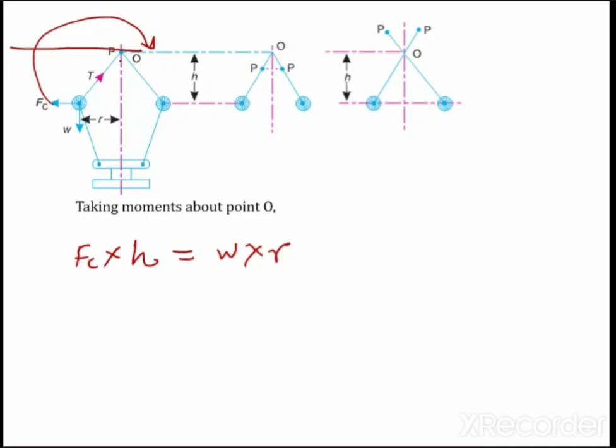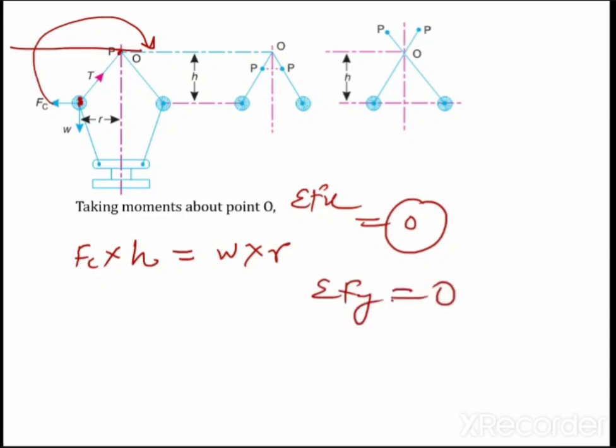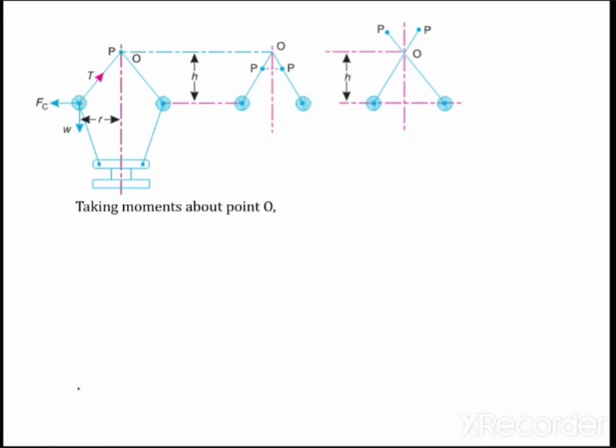The distance between point O and this force FC is H. Moment means force multiplied by distance, so FC multiplied by H. Let us say clockwise is positive and anti-clockwise negative. It doesn't matter, because finally the governor should be in equilibrium. For equilibrium, summation of Fx is zero and summation of Fy is zero. I am doing the same thing as you have done in mechanics.